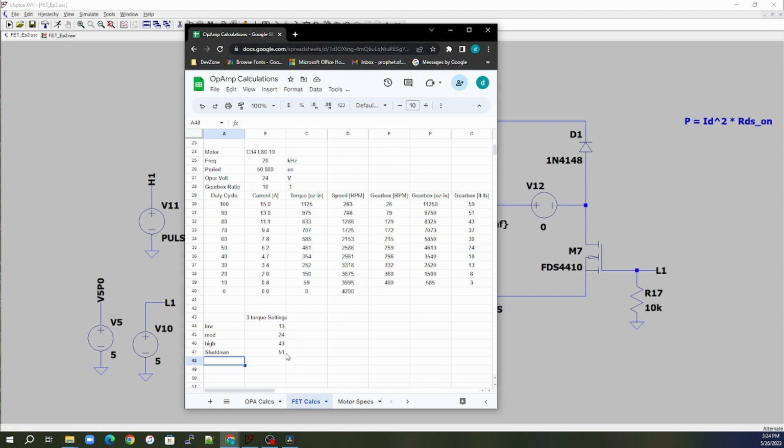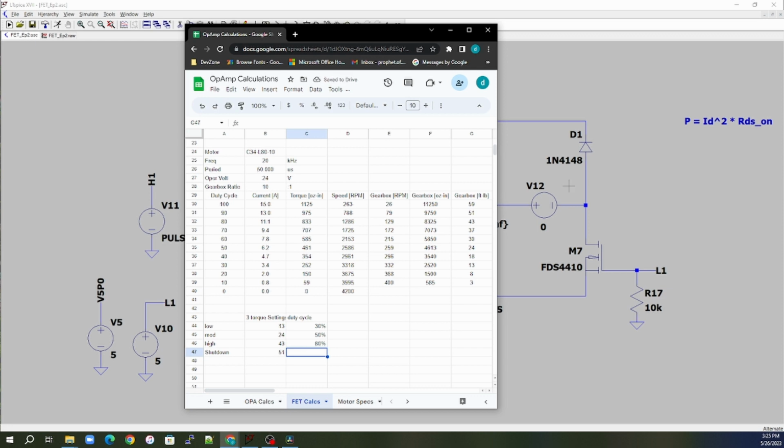Then what does it mean, the 51? Well, what's the actual current at 51? Well, it's about 13 amps, right? So we know to get 13, to get our low torque, that's 30% duty cycle. And to get 24, that's going to be a 50% duty cycle. And to get 43, that's going to be an 80% duty cycle.